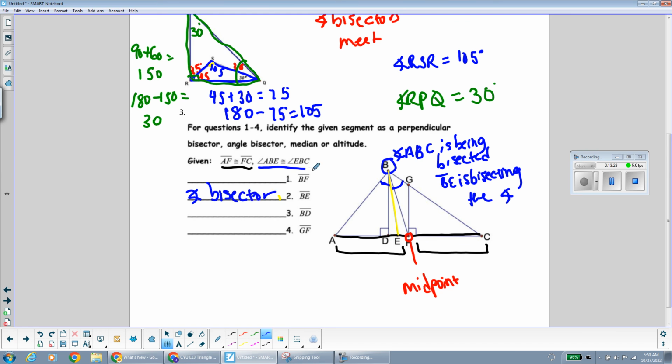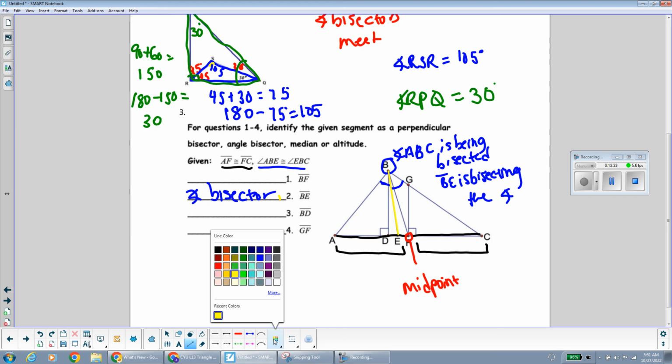Let's take a look at the rest. Let's take a look at BF. Let me draw another line from B to F. I'll use red, so we can see it clearly. B is a vertex of the triangle, and it's being connected to the midpoint of the opposite side. Medians connect midpoint to opposite vertex. So it looks like BF is a median.